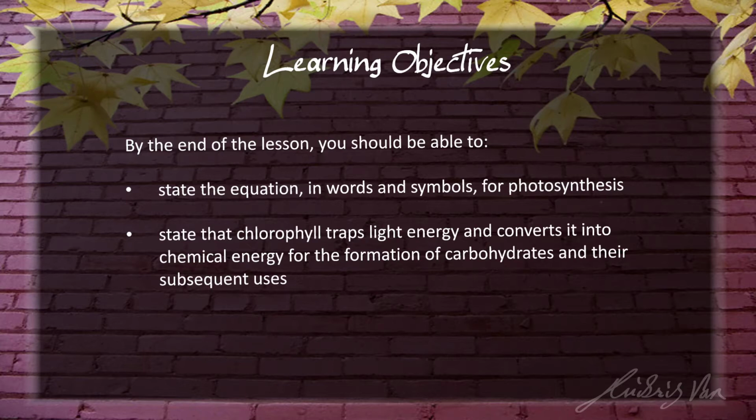The learning objective of this video is that you need to be able to state the equation in both words as well as chemical symbols for photosynthesis. Symbol means chemical equation. Then you will also need to state that chlorophyll traps the light energy and converts it into chemical energy for the formation of carbohydrate, as well as how the plant uses the carbohydrate that it produces. The carbohydrate in question is, of course, glucose. Wow, surprise.